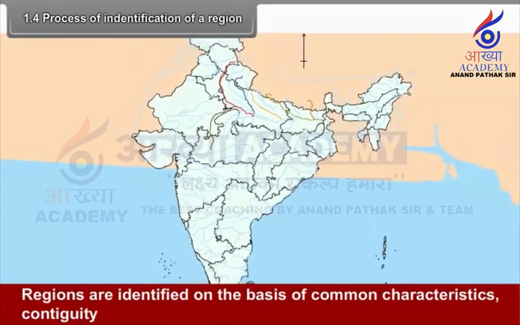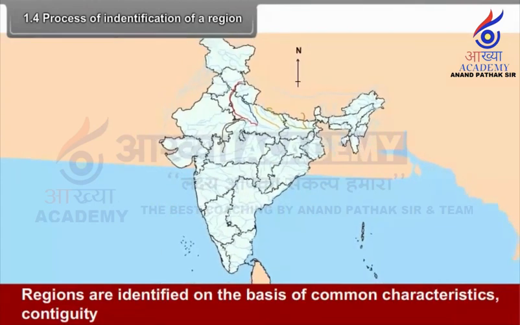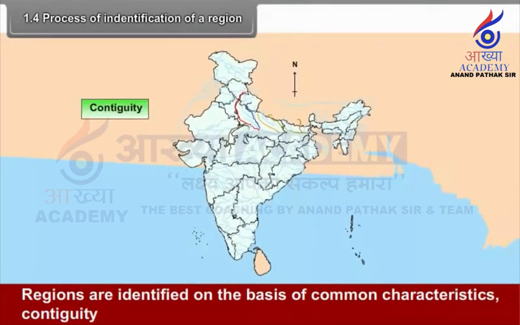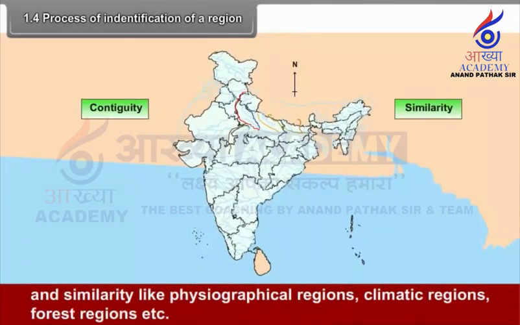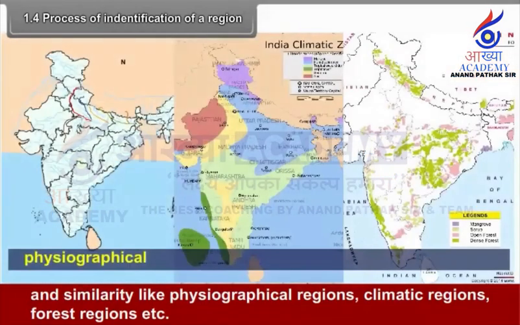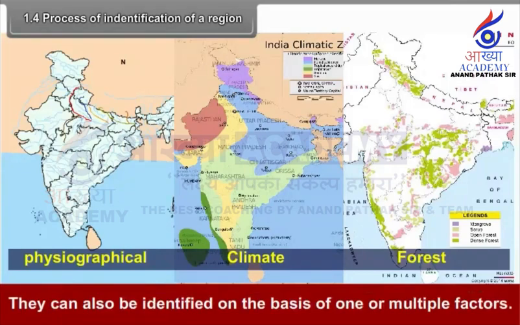Regions are identified on the basis of common characteristics, contiguity, and similarity like physiographical regions, climatic regions, forest regions, etc. They can also be identified on the basis of one or multiple factors.